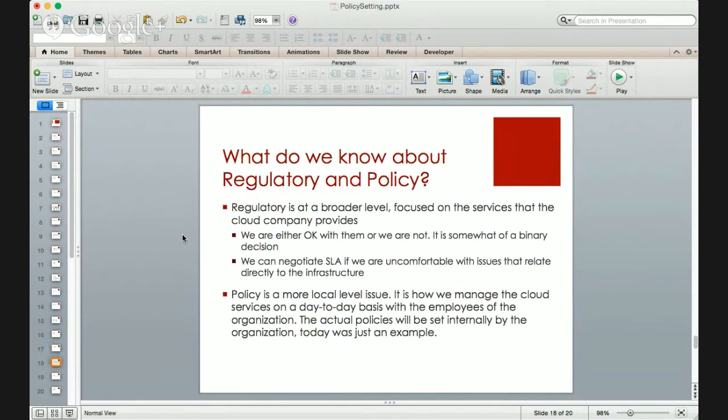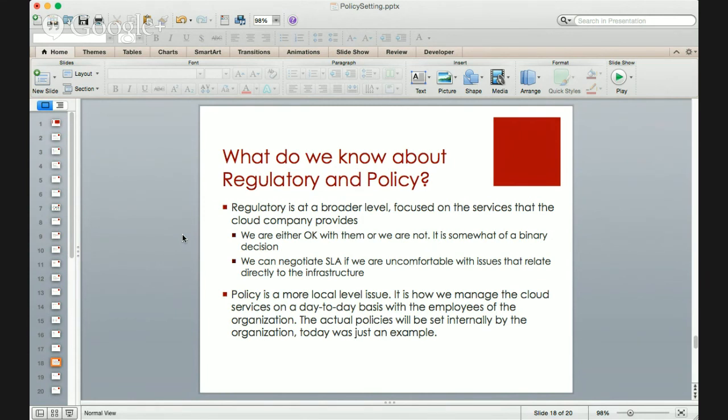So what I've been saying through this entire hour is that regulatory is really at this broad level. These are high level things that need to be accomplished. Must do this, must do that. Again, I'll talk much more deeply about regulatory on Wednesday. It focuses on services that the cloud organization provides or services that I as the client have to provide. We either have to be okay with the cloud provider accommodating this regulatory environment or not.